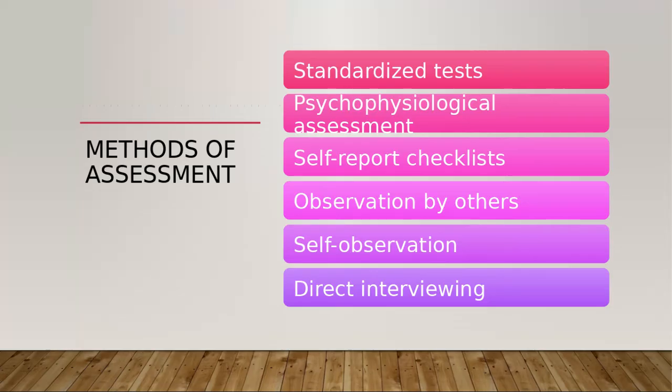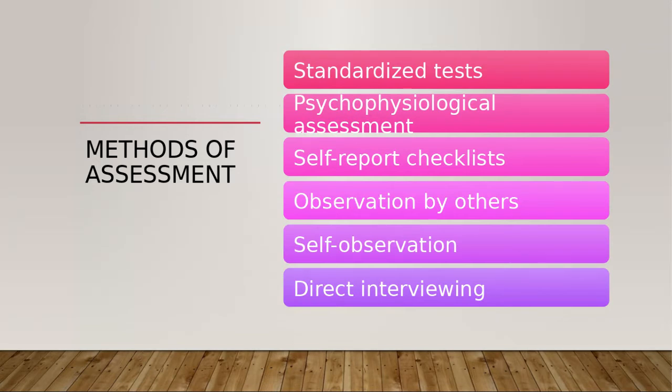Now, there are a number of different ways to assess client behaviors. The first would be standardized tests. These would be things like IQ tests, achievement tests, tests of memory or other cognitive functions. Next, you have a psychophysiological assessment. So here you are measuring or assessing some part of your client's physiology. So it could be something like measuring heart rate or blood pressure as an indicator of anxiety. You could also do something like, if, for example, your client suffered with chronic headaches, measure their muscle tension using something like an electromyograph machine.